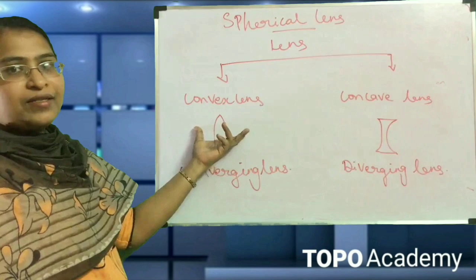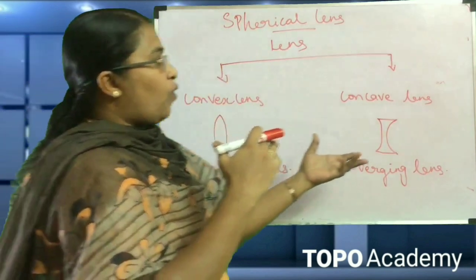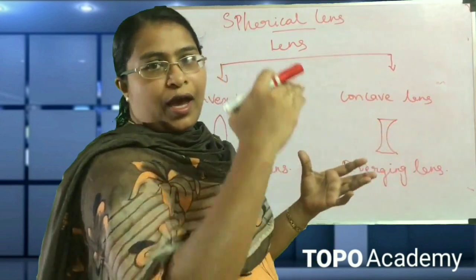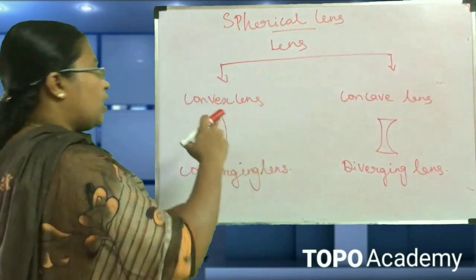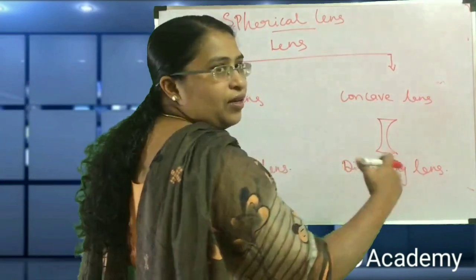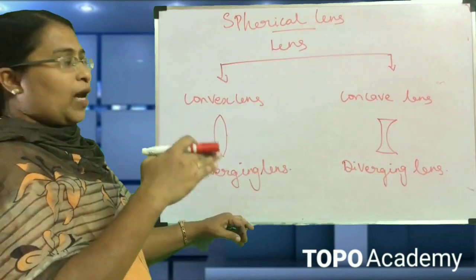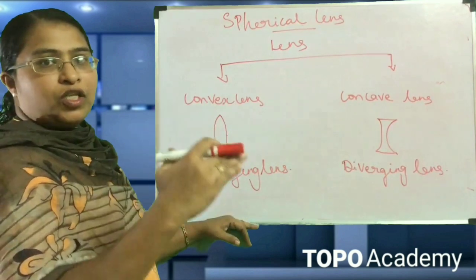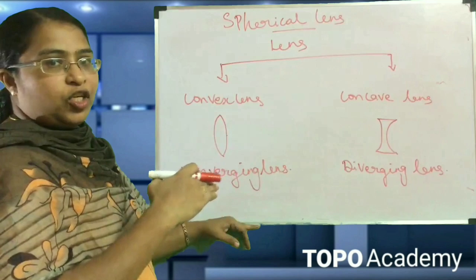In case of convex lens, the middle section is bulged and the outer sections are thinner. And in case of concave lens, the inner section is thinner and the outer sections are thicker. So a convex lens is a converging lens, and a concave lens is a diverging lens. Just opposite of mirrors. In case of mirrors, we have seen concave mirror is the converging mirror and convex mirror is the diverging mirror.